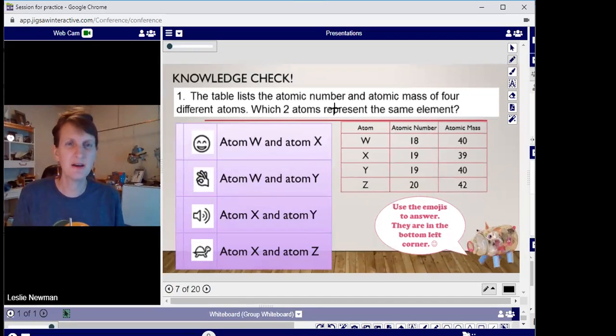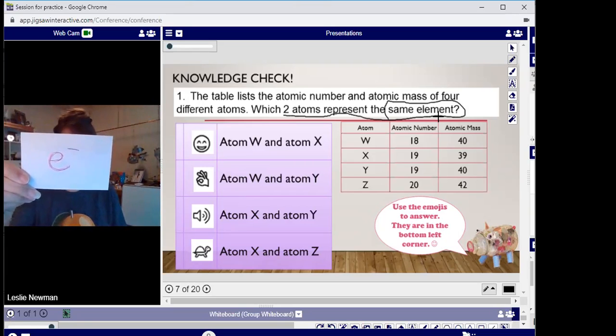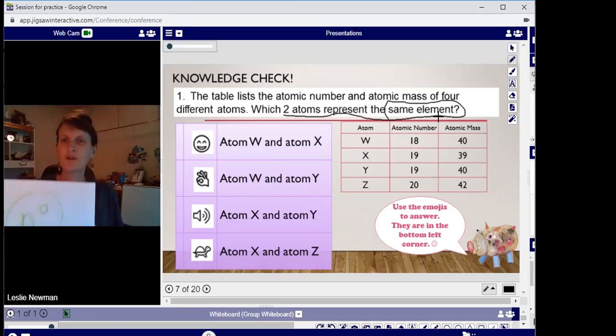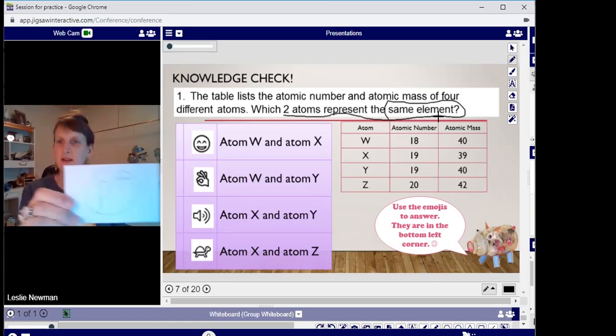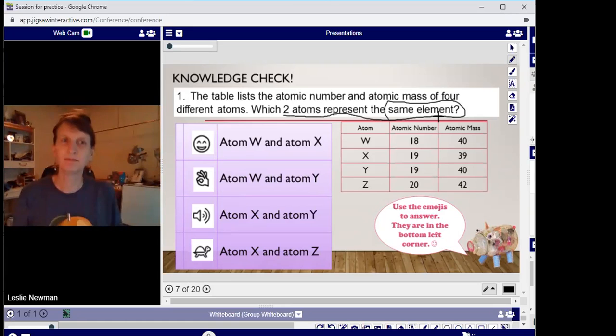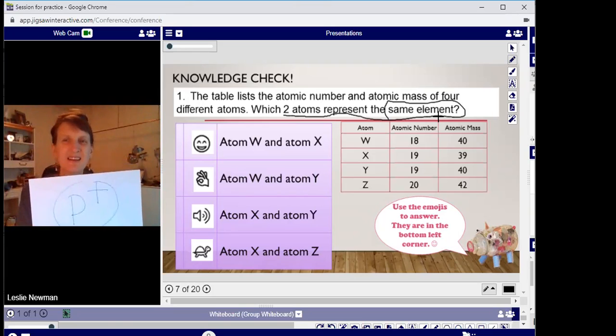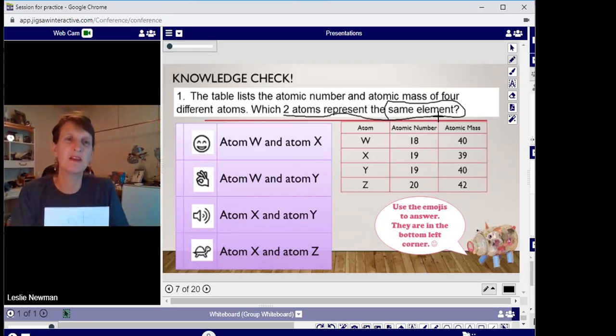The main thing you want to look at is which two atoms represent the same element. That's our key word there: the same element. What has to be the same for every atom of an element? Are we looking at the number of electrons? The number of neutrons? Or the number of protons? If you said proton number, that is correct. The number of protons tells you which atom you have, which element you have.